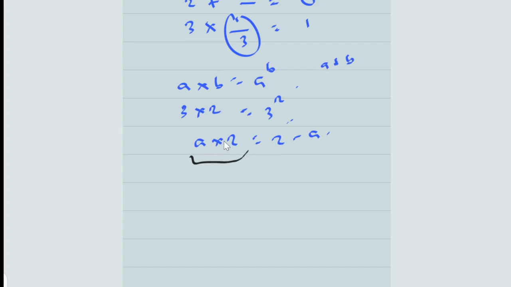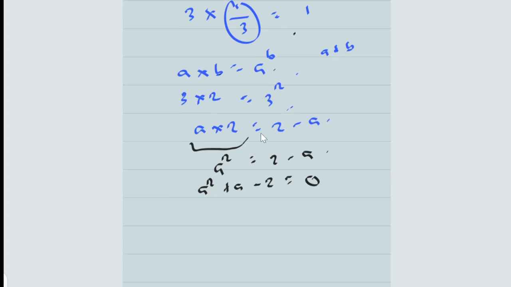By our definition of the operator, A multiplied by 2 will be A squared. I hope you understand. Recall, A multiplied by B is A raised to power B. So A multiplied by 2 will be A squared. Gafari multiplied by half saw here will be Gafari raised to power half saw. So it is equal to 2 minus A. Then you collect your like terms: A squared plus A minus 2 is equal to 0.